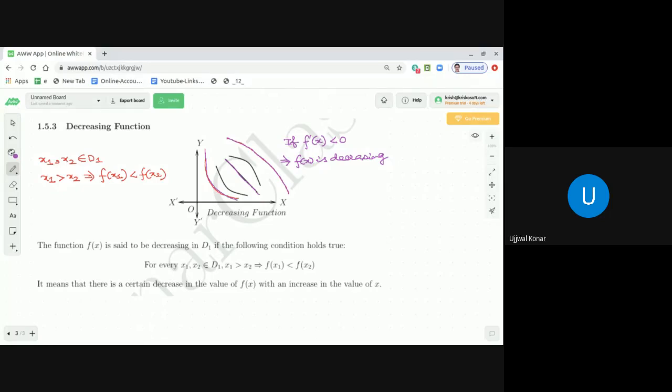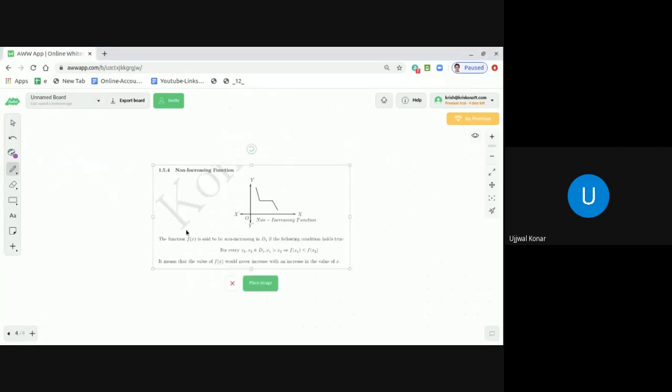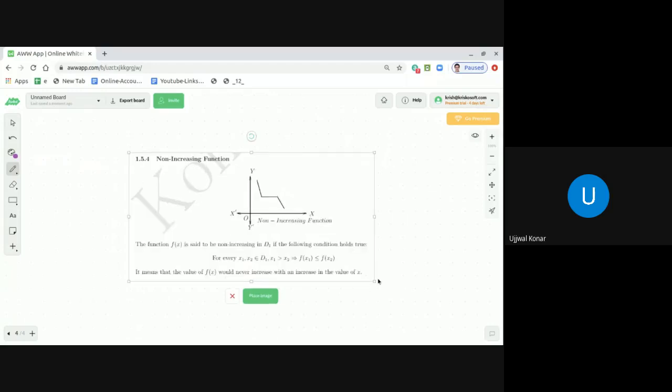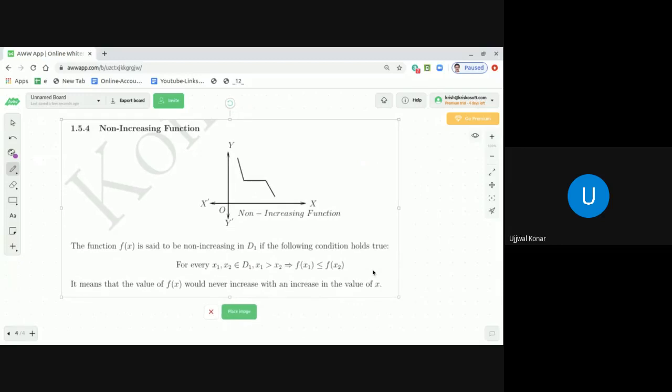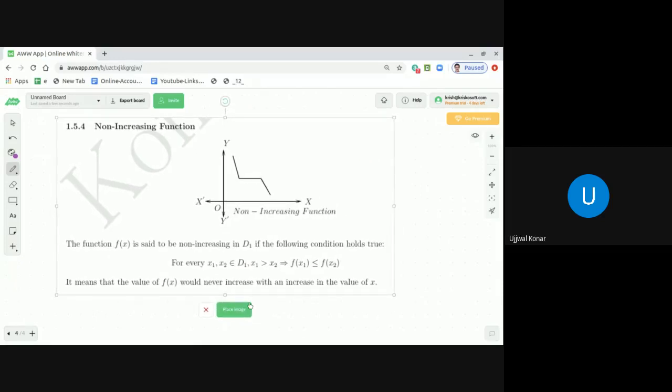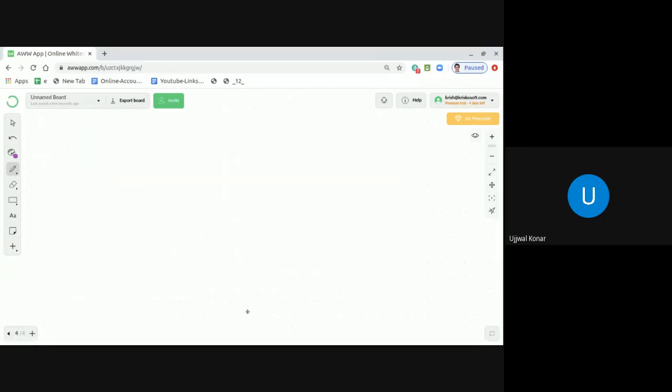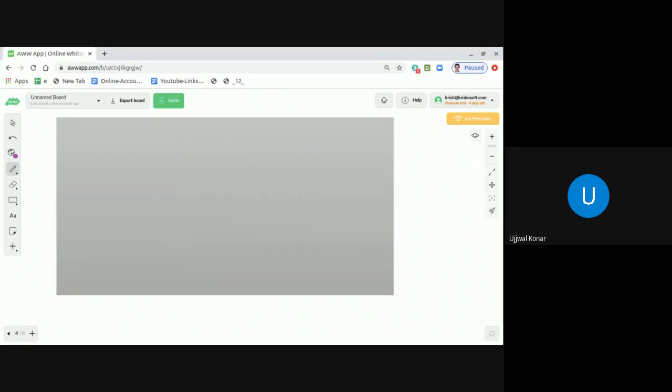Then the next one we are going to discuss is the non-increasing function. Let me take you to the next page and explain you about it. And dear students, whatever watermark you see in the background is actually from the study material of konarclasses.com. That is why there is a watermark in the background.